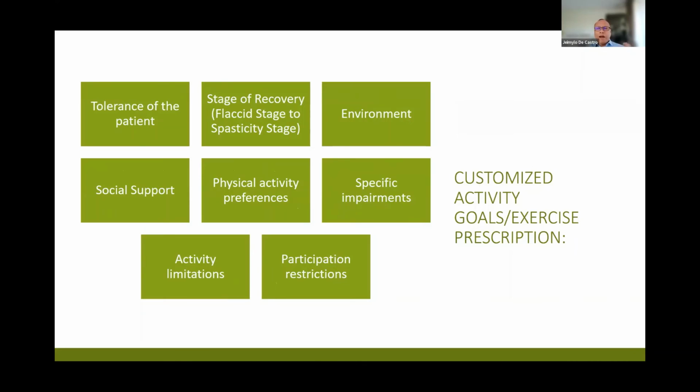And of course, you check for the environment. Is it a flat area? Is it an uneven terrain? Presence of social support, of course, family, wife, the presence of other people who are going to support you, and physical activity preferences. Give him the opportunity to decide which one he likes to do. And then, of course, if there are specific impairments, like, for example, cognitive impairment, like speech, and then, of course, there may be some bladder and bowel problems. So you have to address that as well.